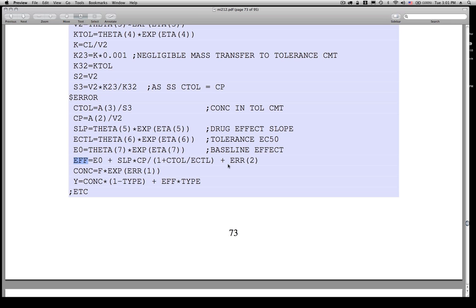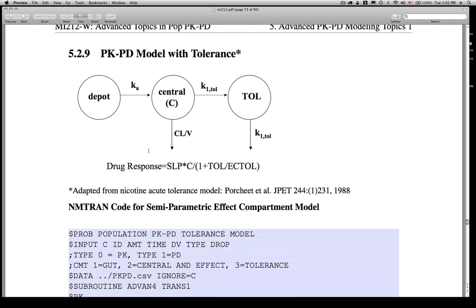So that's the effect relationship. It's got an additive residual error. We have the concentration relationship and then the indicator switching between the two, just like we've been doing all along. Okay, but the key here is specifying the compartment concentrations for each component of the model. And that allows us then to define this relationship, which is a function of both central and tolerance compartment.